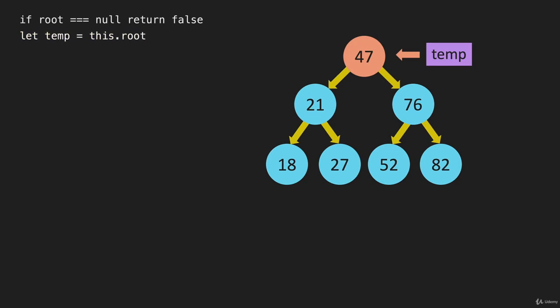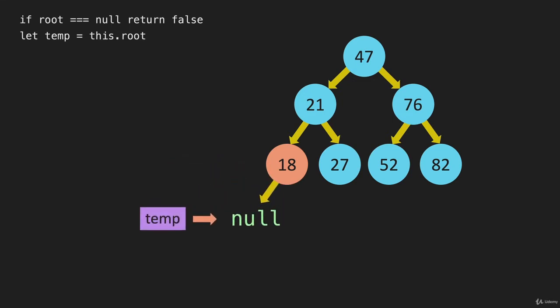The other possibility is that we're looking for a number that is not in the tree. So let's say we're looking for the number 17. We're going to go to the left, and that's not equal to 17. And we go to the left again, and that's not equal to 17. And we go to the left again, and now temp is equal to null. So binary search trees are null-terminated lists.